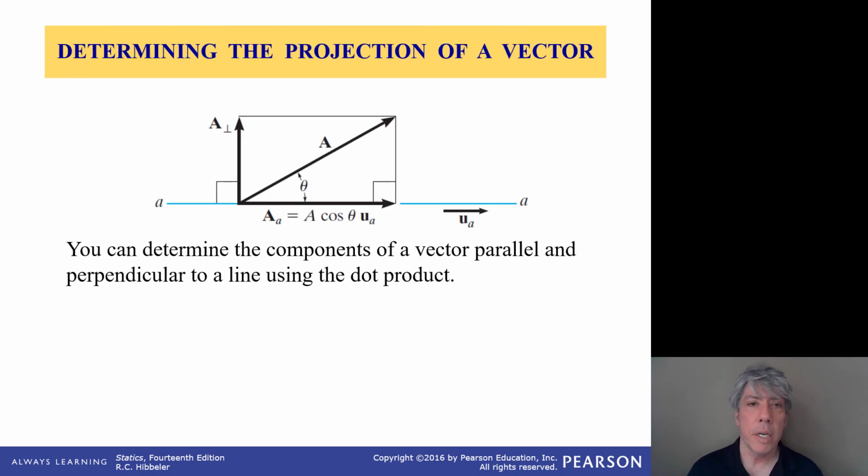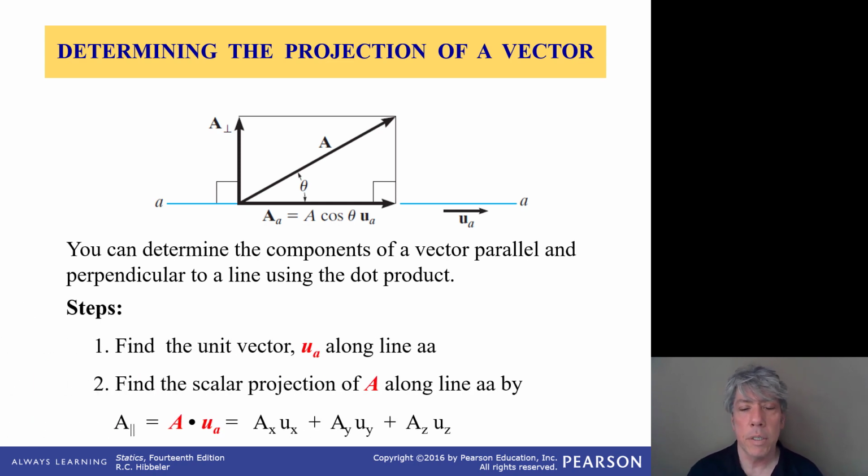Now, if what we're interested in is just the projection of a vector on another line, that's pretty straightforward. You can think of projections as the sun shining down perpendicular to line AA, and we're just looking at the shadow of vector A on line AA. That's what the projection is. It's a pretty simple thing, and the way you calculate it is with the dot product.